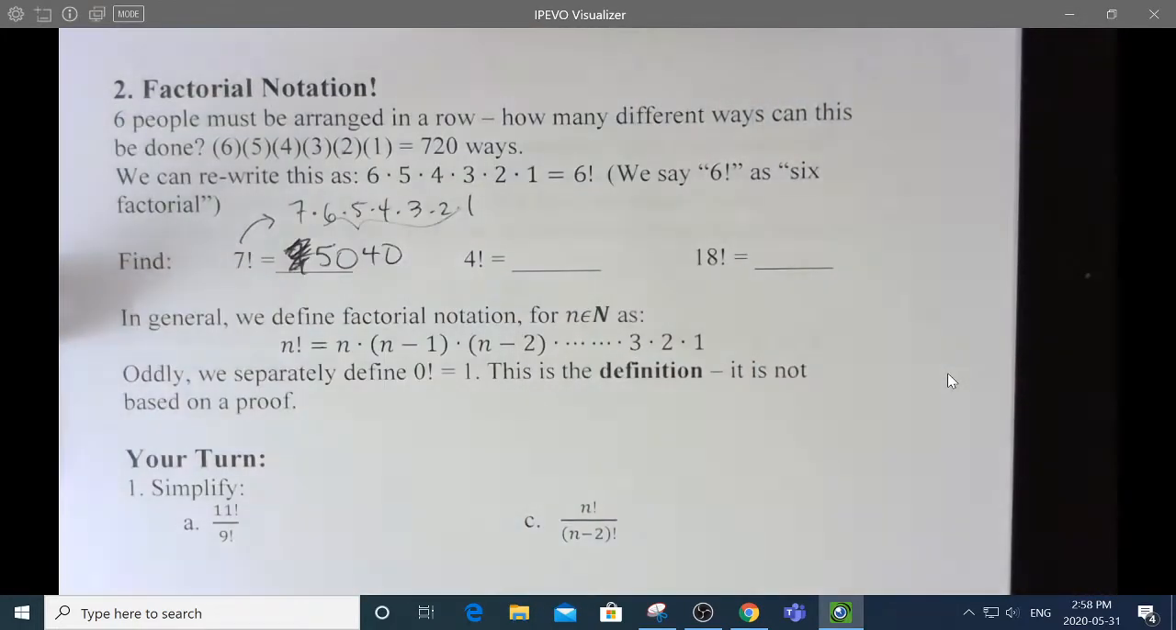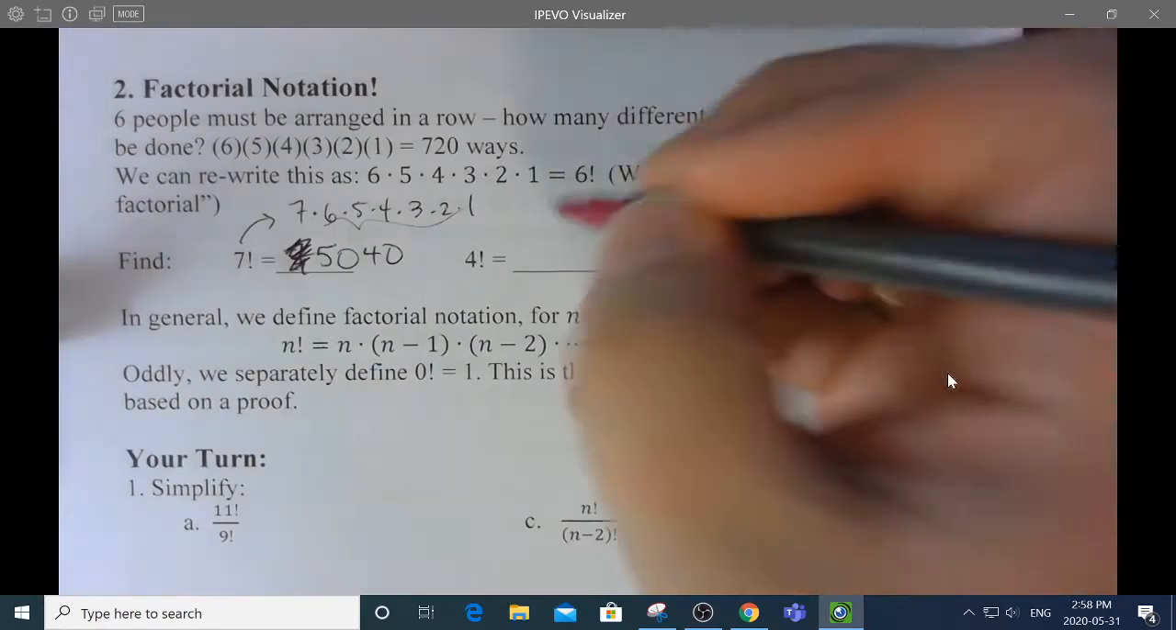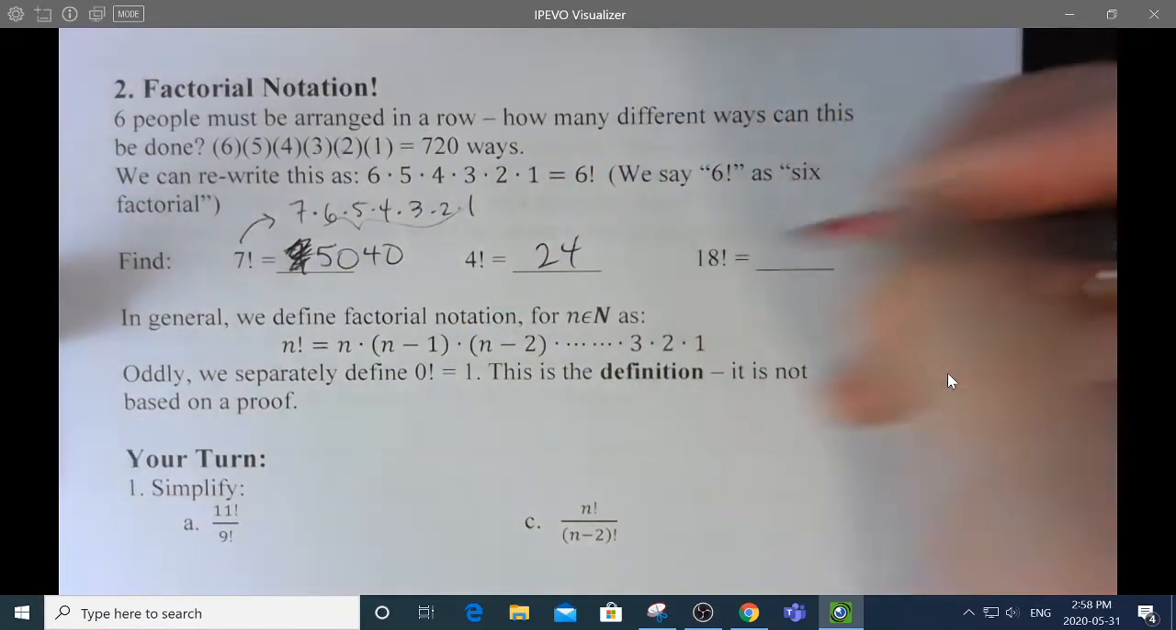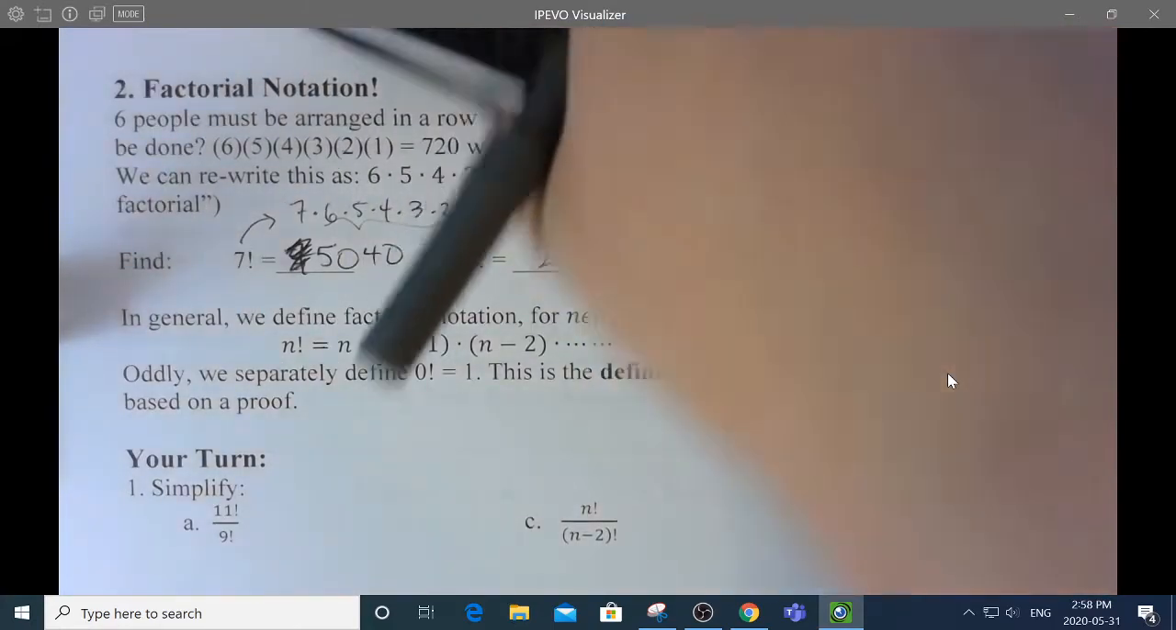So there we go. Feel free to message me if you can't find factorial on your calculator, and we'll work it out for you. This one I can do without a calculator. 4 times 3 times 2 times 1 is 24. And this one, well, I'm definitely going to need a calculator for that. 18 factorial. So I'm going to go back to this guy.